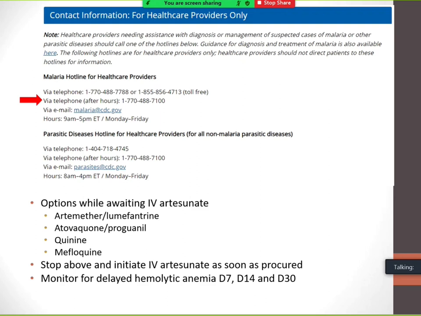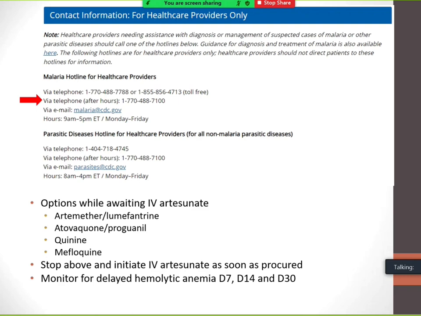But let's say you're waiting on artesunate, because a lot of places aren't going to have it. What do you give the patient? So here are your options. You can give them artemether. We already talked about that's IM. We don't have it in the U.S., so you're out of luck. Atovaquone-proguanil. A lot of places will have that. You could potentially give the patient quinine, mefloquine. So you're kind of giving them what you've got that treats malaria until you get it. As soon as you get that IV artesunate, you stop whatever you're giving them and just roll back onto that IV artesunate.